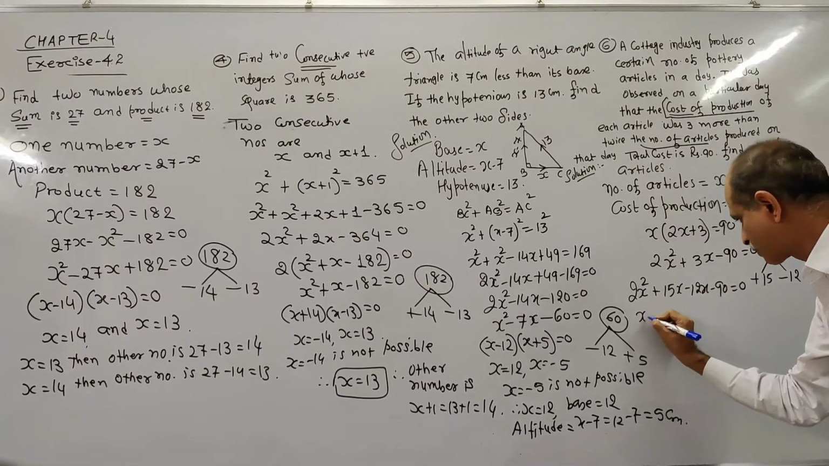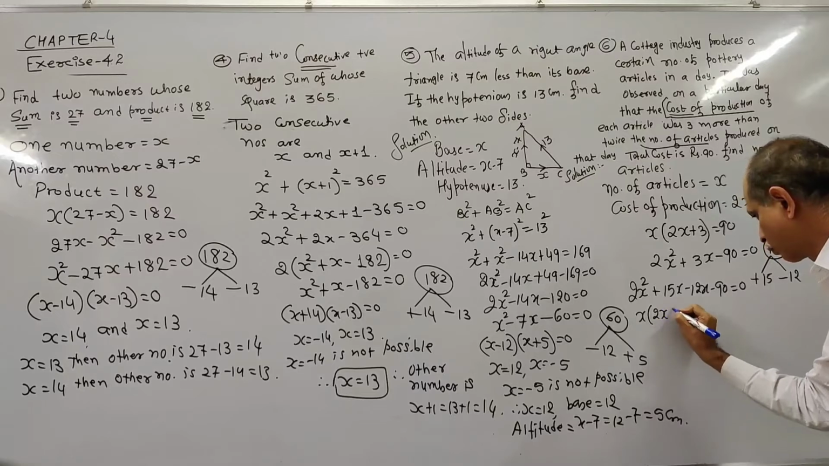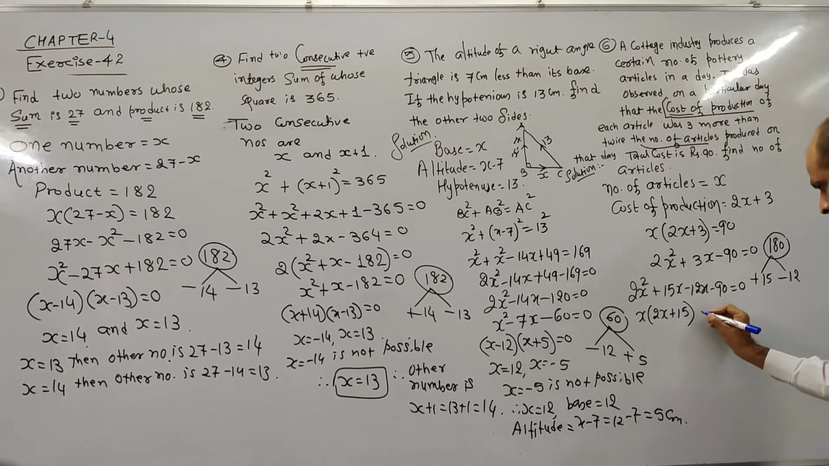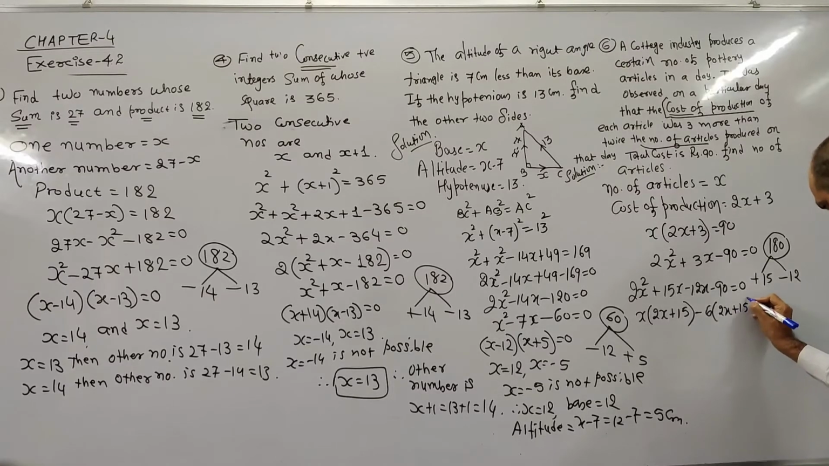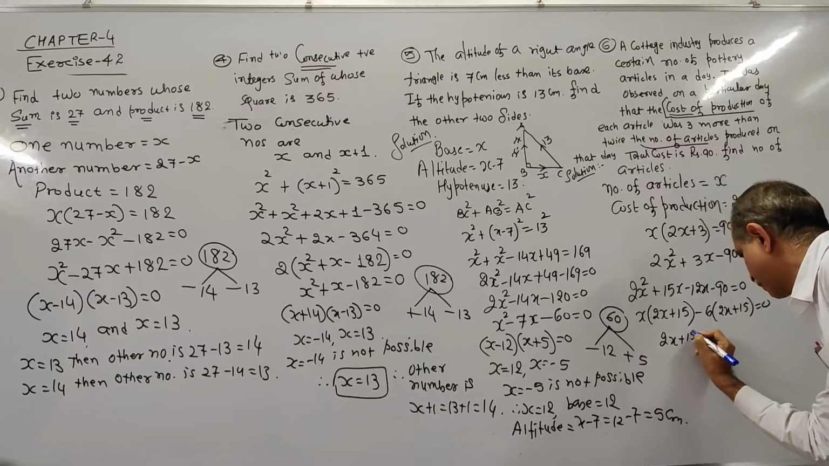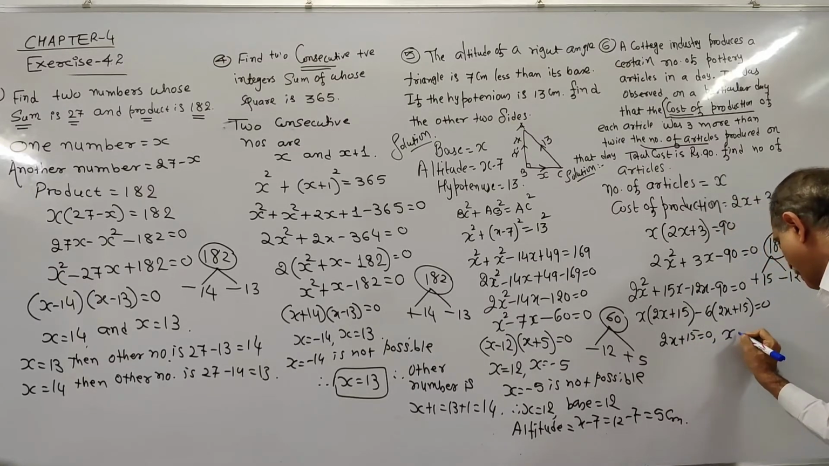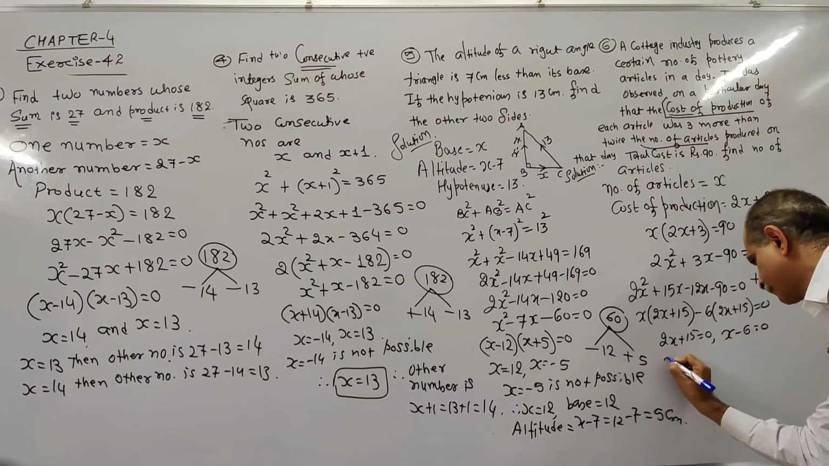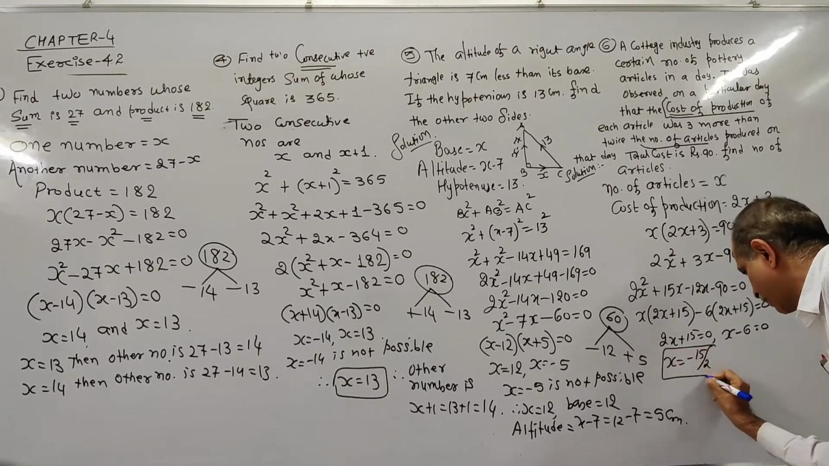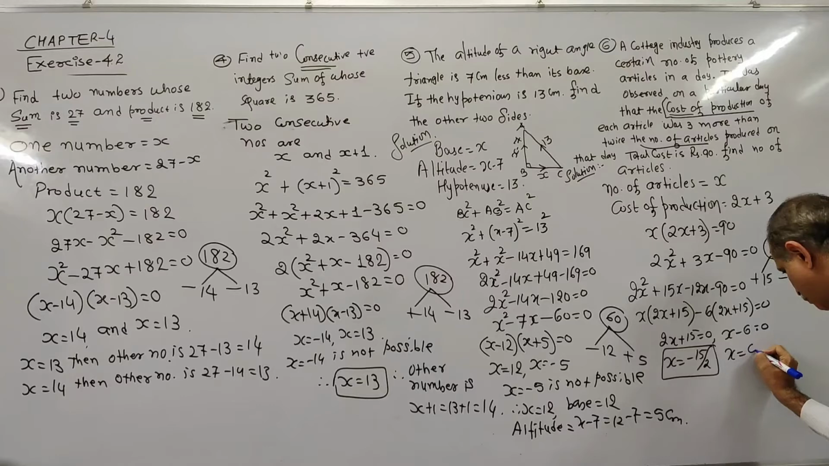Here you can take x common: x into 2x plus 15, minus, we can take 6 common, 6 into 2x plus 15, is equal to 0. So 2x plus 15 is equal to 0, or x minus 6 is equal to 0. x is equal to minus 15 by 2, which is not possible, and x is equal to 6.